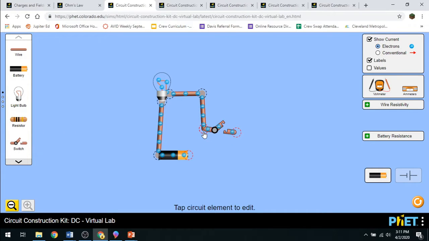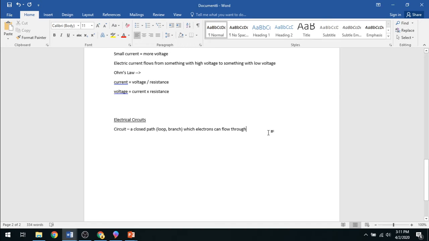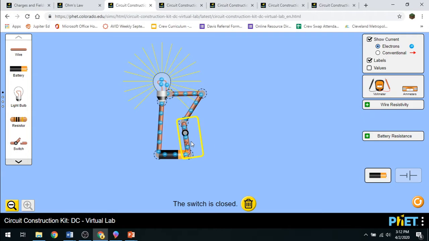One thing that we use in everyday life is called a switch. A switch is something that we can open and close a circuit with. So we can open and close a circuit with a switch. Okay, so I'm going to take that switch out there for a second.